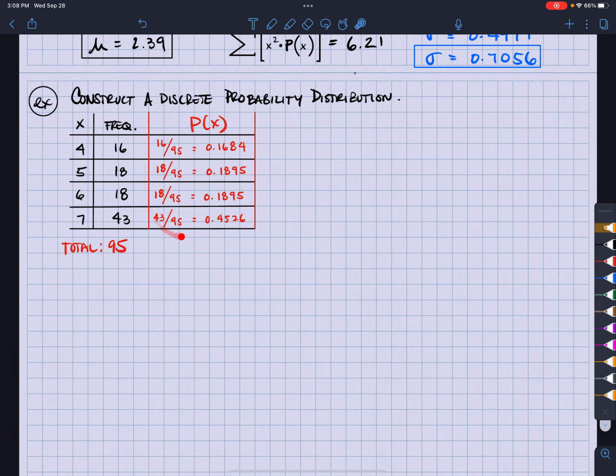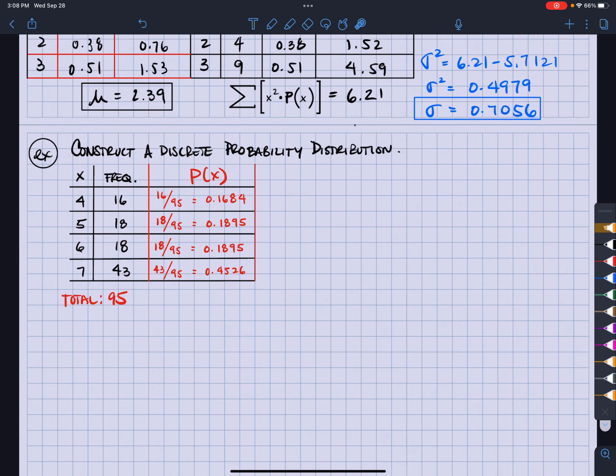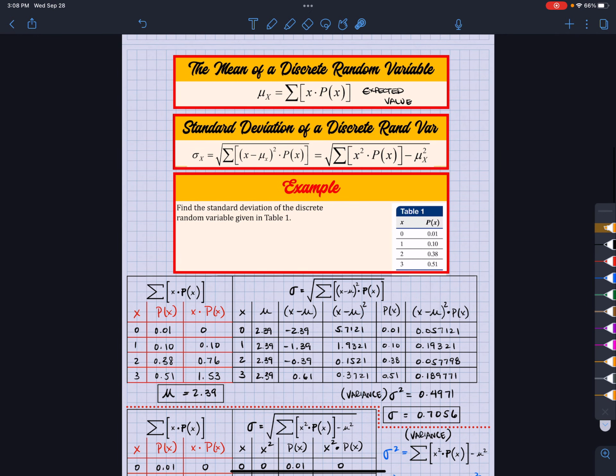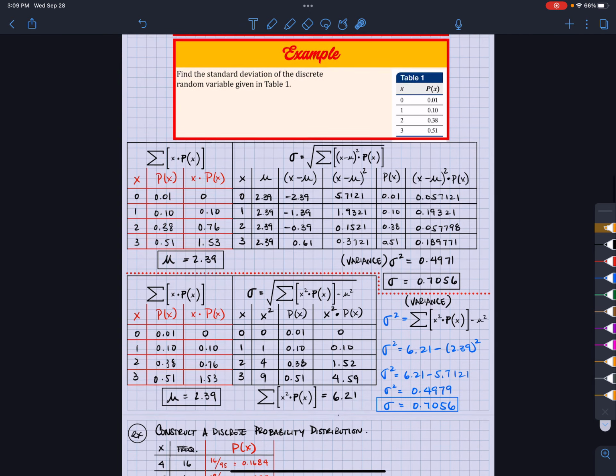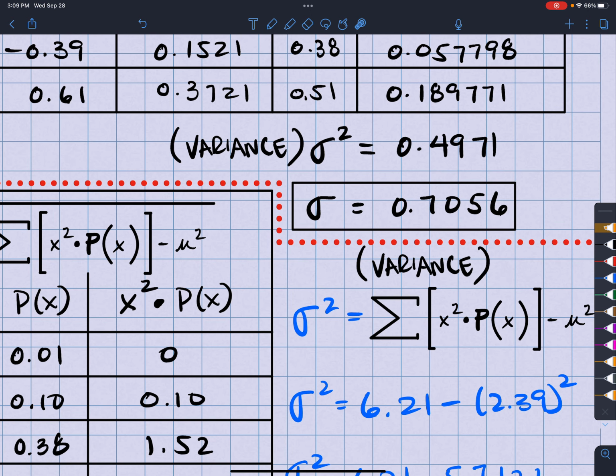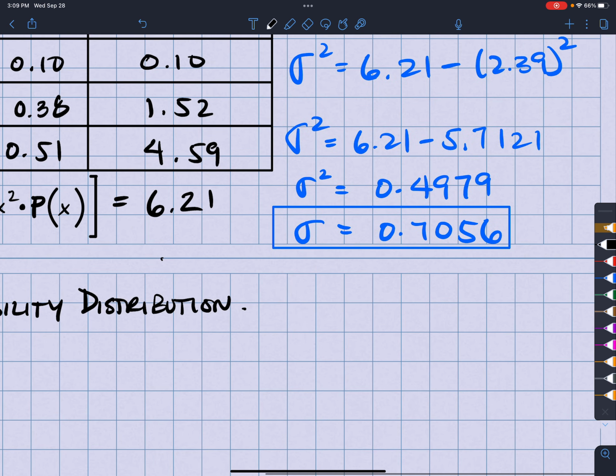Now from here, if it asks you to find the mean and the standard deviation, you can. You will just use one of these 2 formulas for standard deviation and that one for the mean, right? So don't forget that this right here is the standard deviation. Same thing here, this is the standard deviation. And this is the variance.